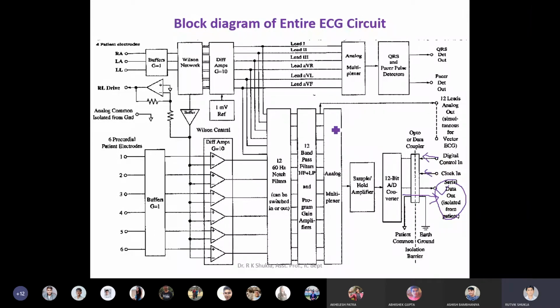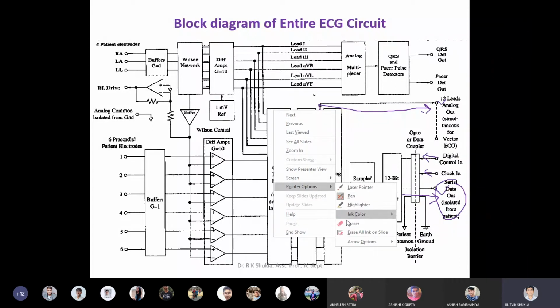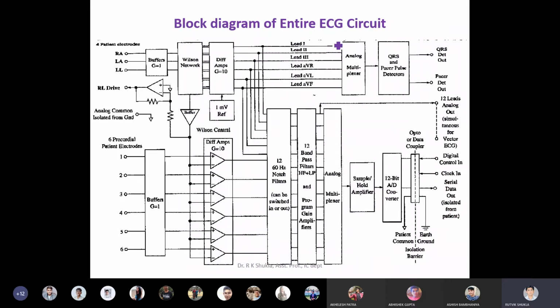Now if you don't want this, and if you directly want your leads output to be displayed on the machine, then there is a possibility that you can take the signal from here. All the signals that come out, you can take those signals from here. So that directly goes to 12 lead analog output, which goes to the vector ECG for simultaneous recording of all the 12 leads. Okay, so with the help of this block, what it wants to say is, if you are interested in say a single output, or if you are interested in the lead output or limb lead output, you can extract the QRS and you can extract the phasor detector.